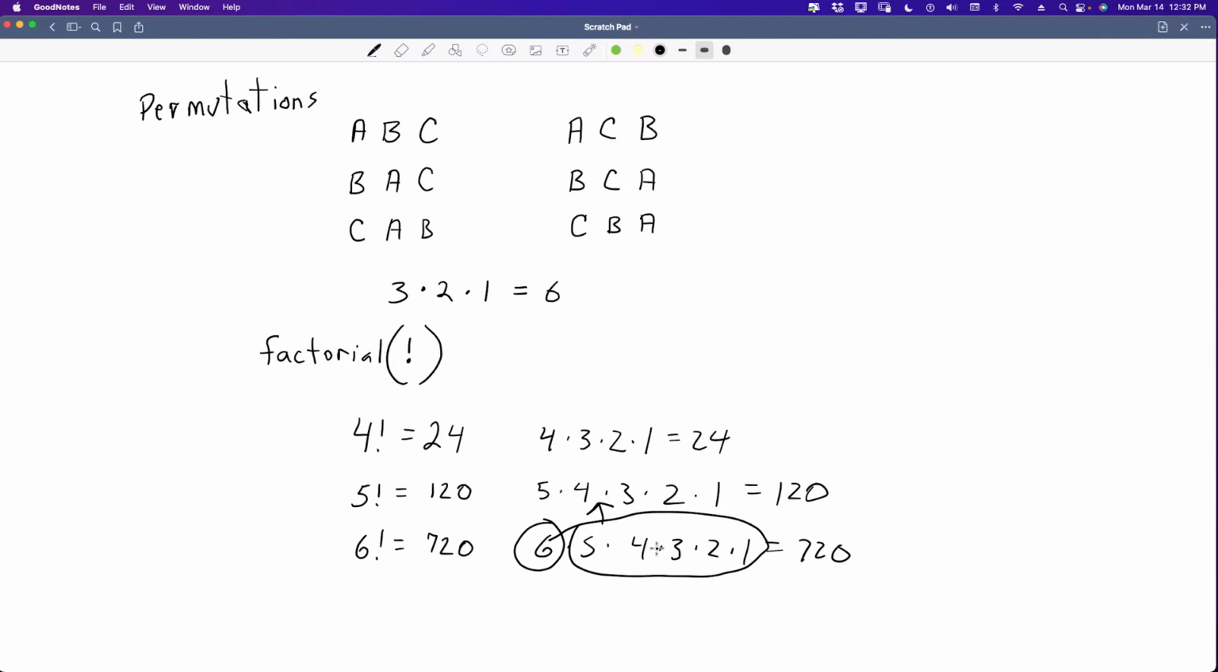So that's how you can do that. You can actually memorize these. The factorial for 2 would be 2, because 2 times 1 is equal to 2. And the factorial of 1 is just 1, because 1 isn't multiplied by anything else. If you think about it, it makes sense, because if you only have one thing, there's only one way to arrange the one thing, and that's by itself. So there's only one permutation.